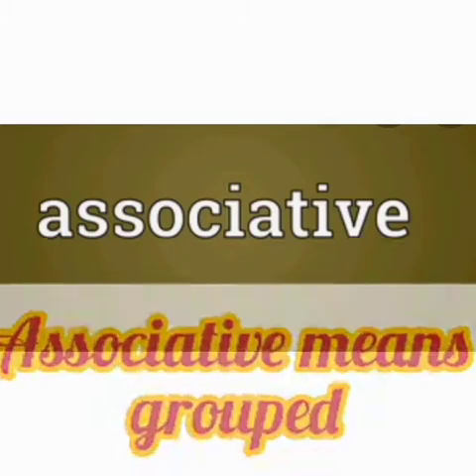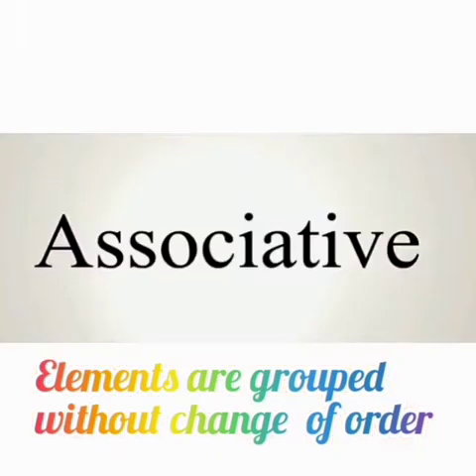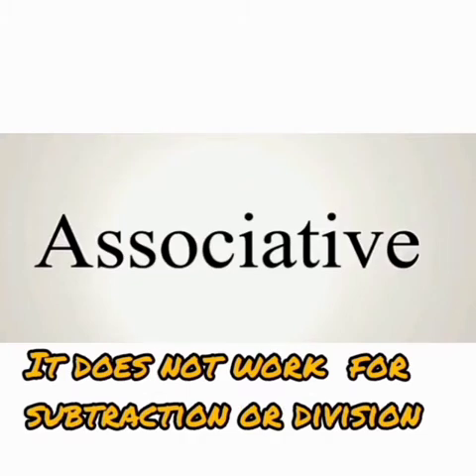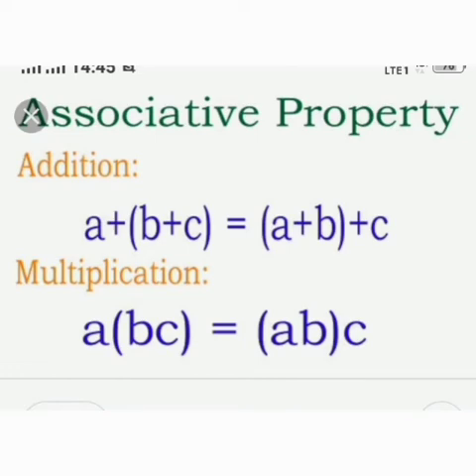Associative means grouped. Elements are grouped without change of order. It applies to addition and multiplication. It does not work for subtraction or division. For any three rational numbers a, b, c, a plus (b plus c) is equal to (a plus b) plus c. For multiplication, a into (b into c) is equal to (a into b) into c.